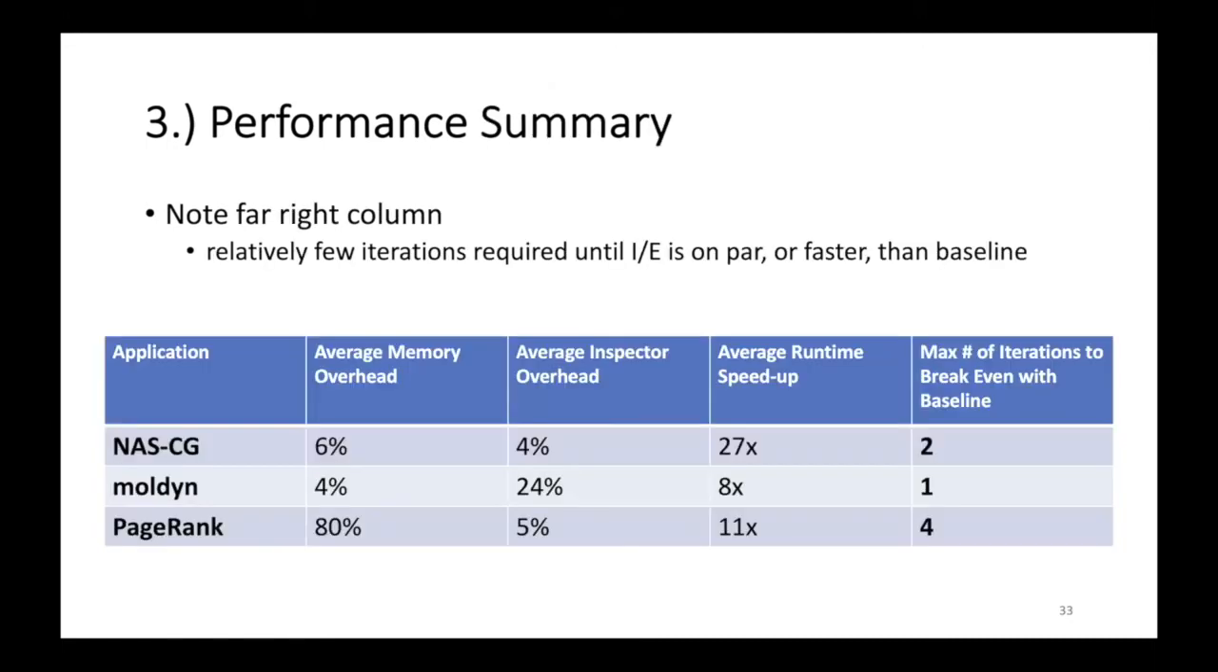And here is a summary of the 2 other applications that were not presented here, but they're in our paper. The main thing to note here is the column on the far right. So this tells us for each application the maximum number of iterations that we need to run to break even with the baseline. And as you can see, they're fairly low, which is good because it means we don't have to run some artificially high number of iterations before this optimization is actually applicable.